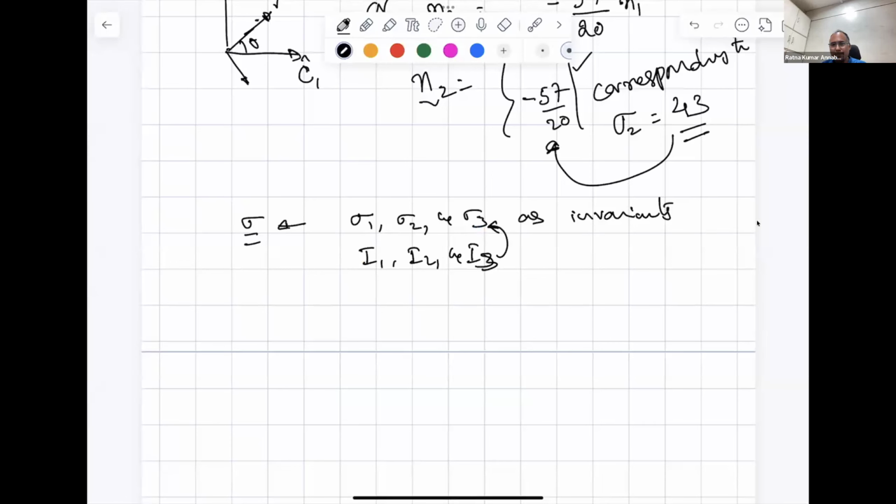Any questions here? Sir, in this context, the eigenvectors will be perpendicular to each other, N1 and N2. Yes. Eigenvectors will be perpendicular to each other. You can actually show that. Because if it is a symmetric matrix, the eigenvectors will be orthogonal to each other. Okay. We are not getting into those details, but yeah, you can take that.